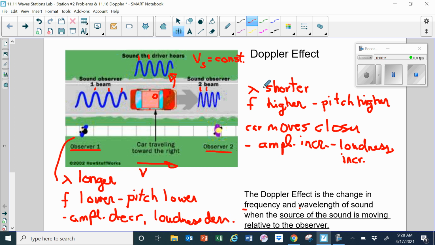Okay, so one thing to keep in mind here, frequency is pitch in common terms. Amplitude is loudness in common terms.